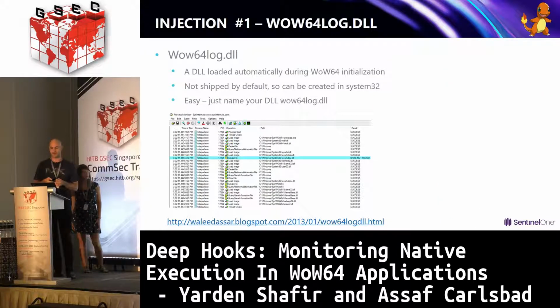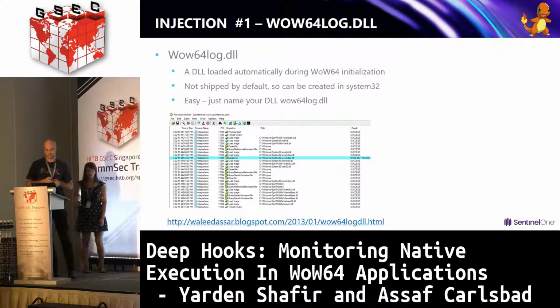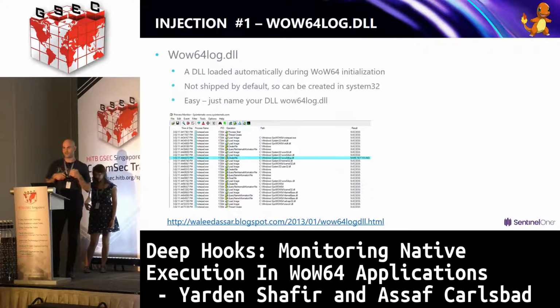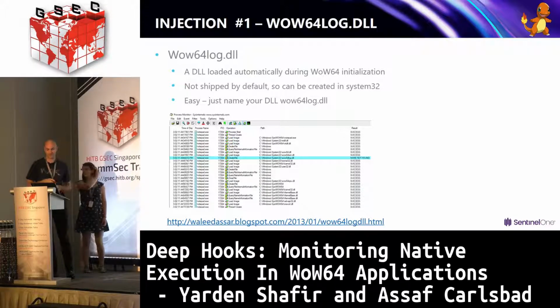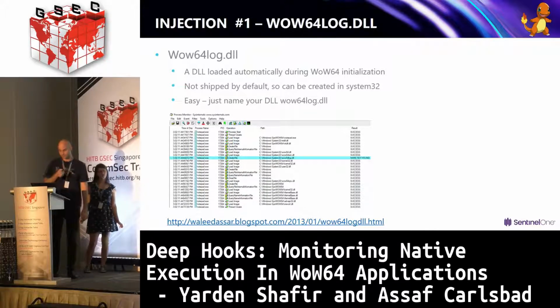The first technique I'm going to describe was actually discovered several years ago by a security researcher named Walid Asar, and it basically revolves around hijacking of a DLL named wow64log.dll. So what is this DLL anyway? Whenever I launch a new WoW64 process in the system, an integral part of its initialization phase is going to look up and load a 64-bit DLL named wow64log directly from the system32 directory.